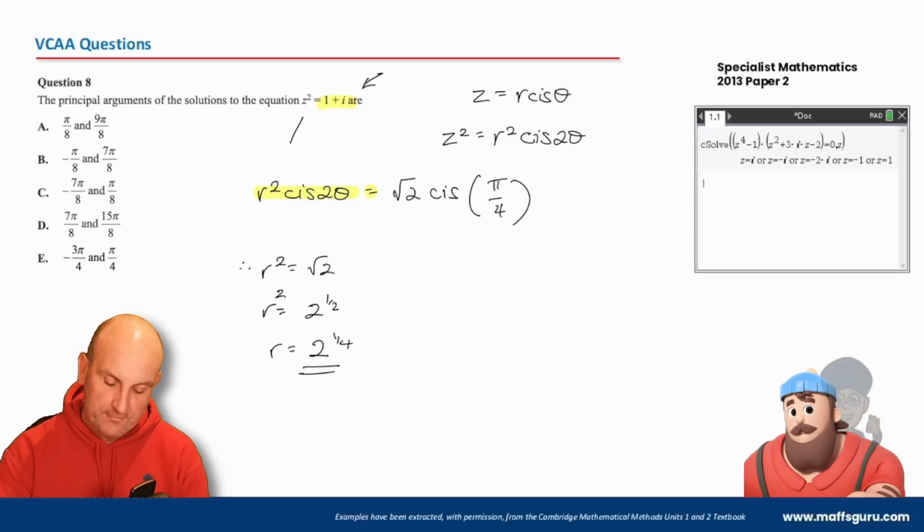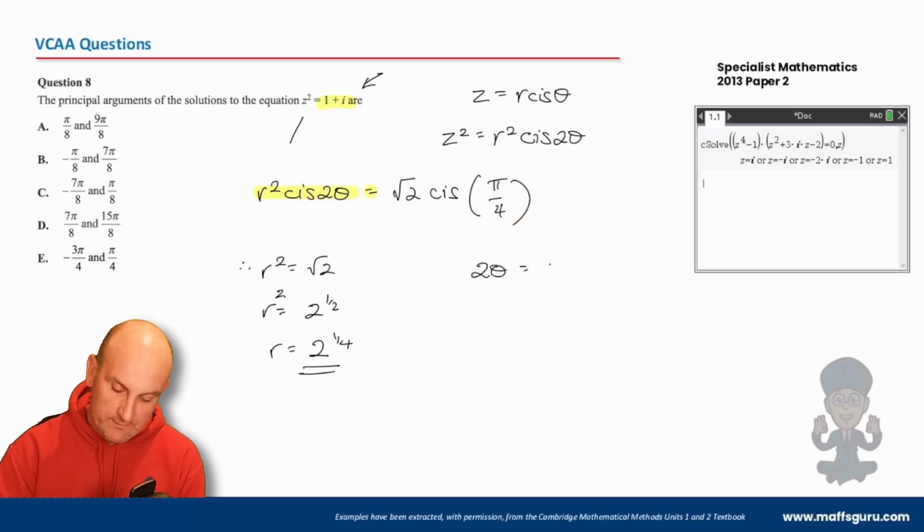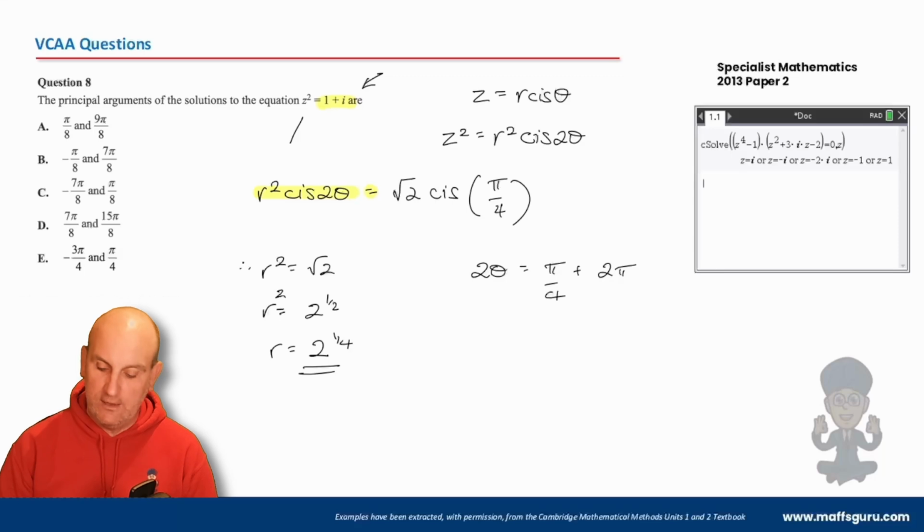Now, here's the trick. Remember, this is my principal argument, but there's not just that one solution. Remember, I can get other solutions by adding on a factor of 2k pi, or more importantly, 2 pi. So let's see what happens here. We now know that 2 theta must equal pi on 4. That's certainly one of my solutions, but I have to add on 2 pi to that as well. So I have to keep adding on 2k pi, where k is an integer, or whatever you want it to be.